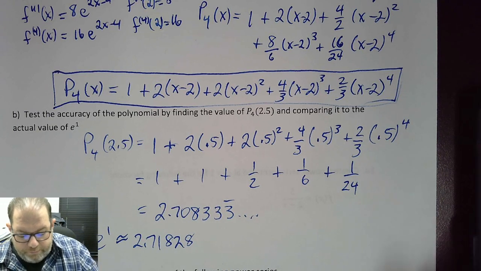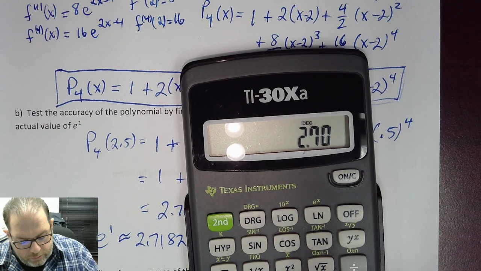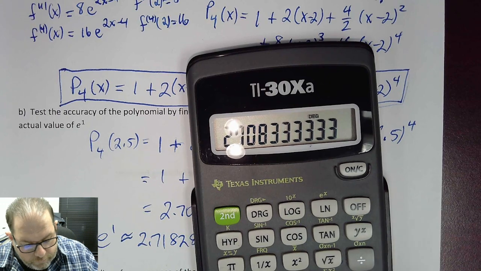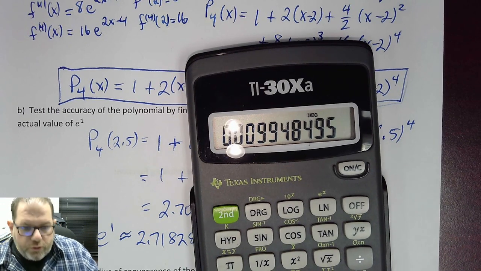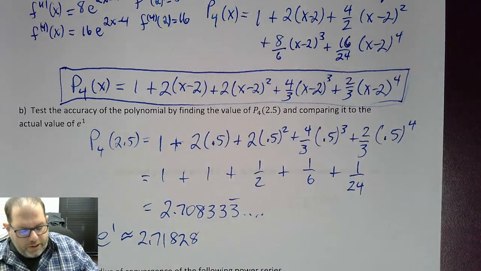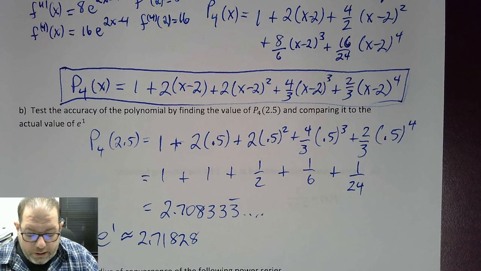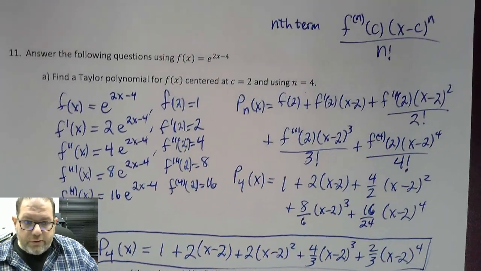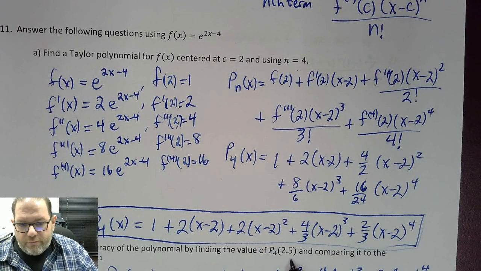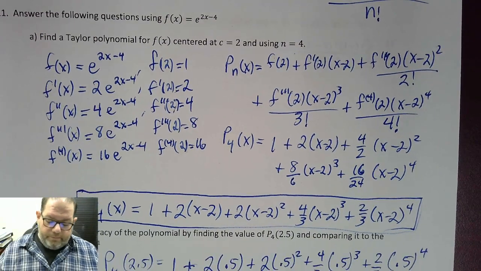But yeah, a little bit less than 0.01. So yeah, fairly accurate, even with just a 4th degree Taylor polynomial. But again, it should be most accurate near the center. And our center was 2, and we used a value of 2.5. So we weren't that far away from our center.